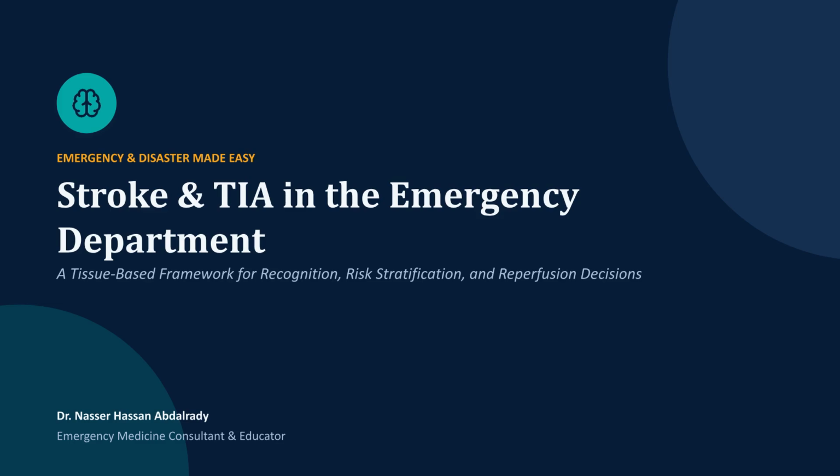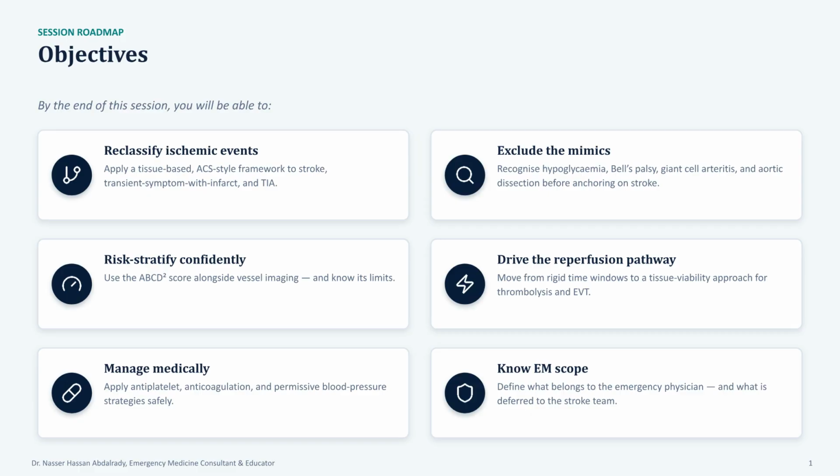Welcome to this video on stroke and TIA in the emergency department. We will explore a tissue-based framework for recognition, risk stratification, and making informed reperfusion decisions. In this session, we will cover how to reclassify ischemic events, exclude common mimics, risk stratify patients, drive the reperfusion pathway, manage patients medically, and define the scope of the emergency physician.